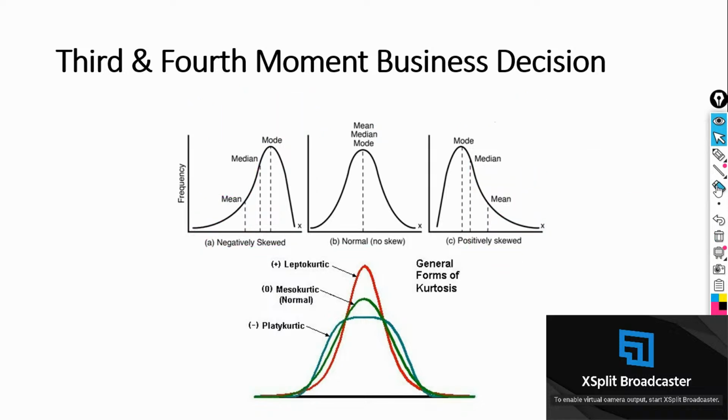Now, the fourth moment. Any questions so far? Can I proceed to the fourth moment business decision? In both the diagrams, the mode is high. How can we?